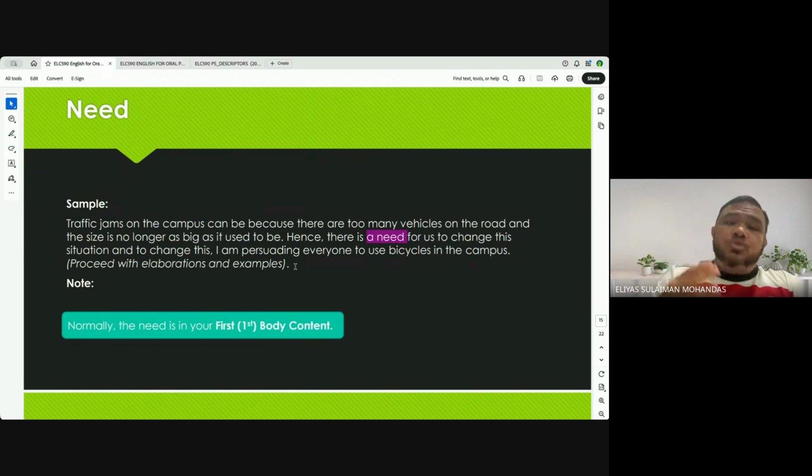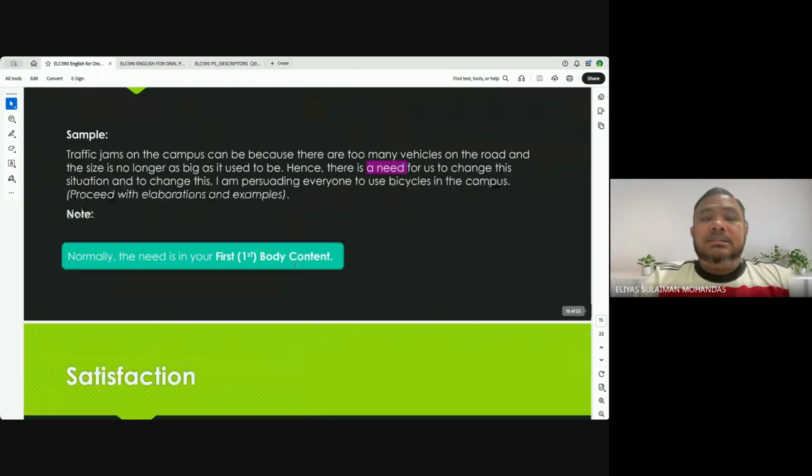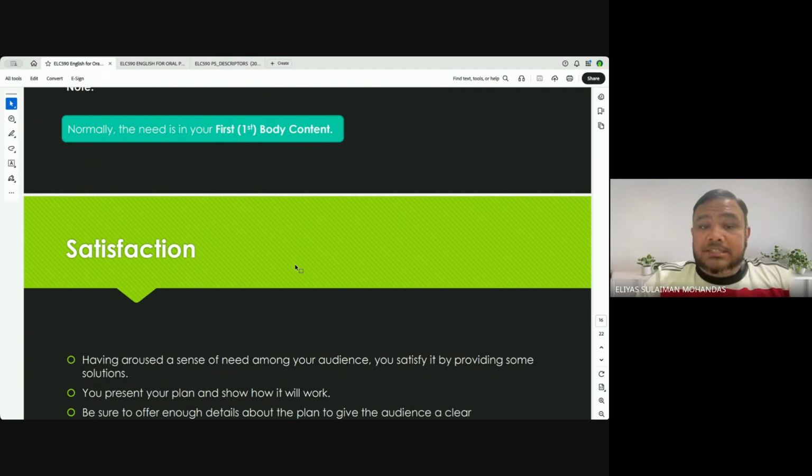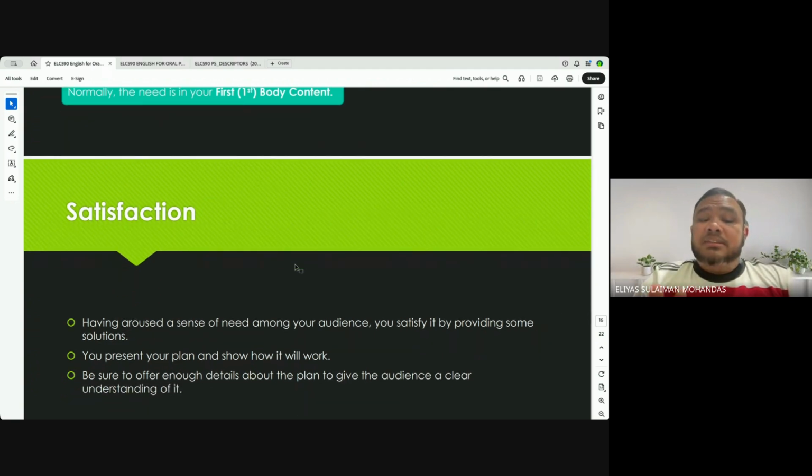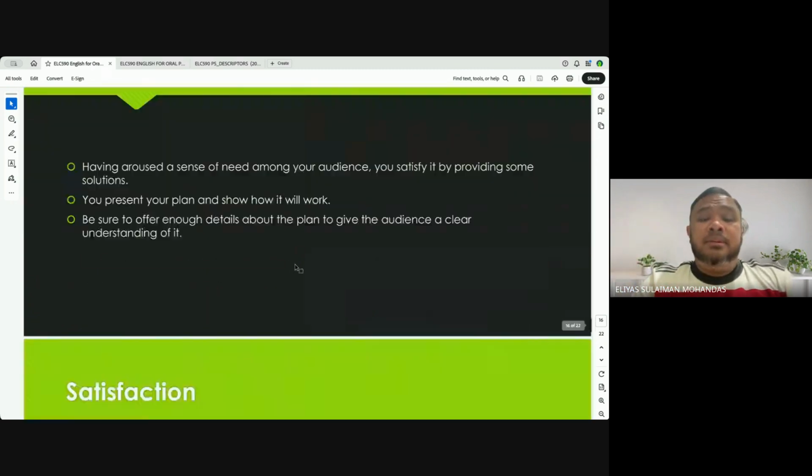Okay? And you apply the same method for satisfaction. Satisfaction is once you dah arouse a sense of need among your audience, you can satisfy your audience by providing some solutions. Yeah. So satisfaction is in your third paragraph, which is your second main point.